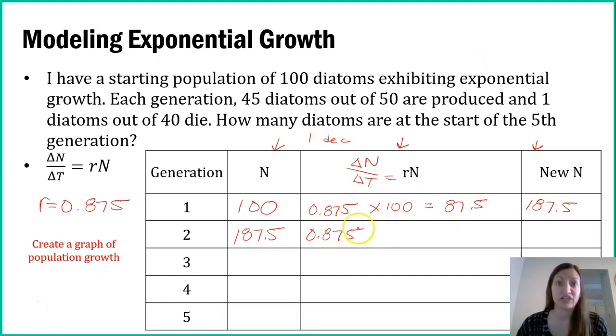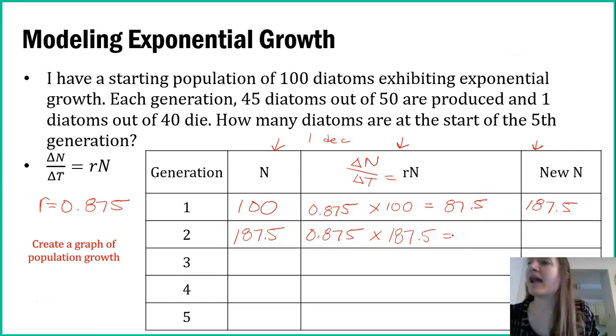R is not changing. R is constant. Times, now my n has changed. I don't have 100 individuals anymore. I have 187.5 individuals. If I multiply that out, and I've already cheated and I've already done it, I get something like 164.1.